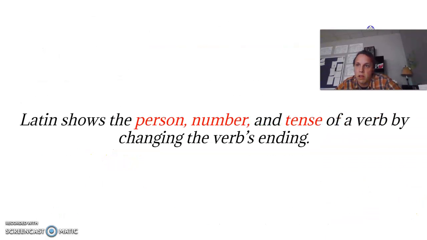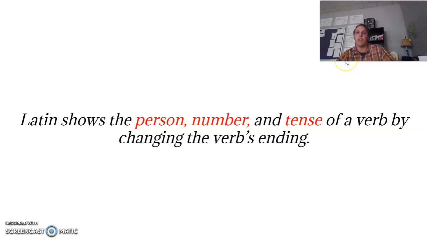All right. So Latin is, if you've taken Spanish, this will seem pretty similar. Latin shows the person, number, and tense of a verb by changing the verb's ending. So that's why we looked at this in the word hunt we did after reading De Menaechmes. And you saw that all the verbs had slightly different endings, and that changed who was doing it. Tense changes in the same way, but we're not going to see that for a little bit.